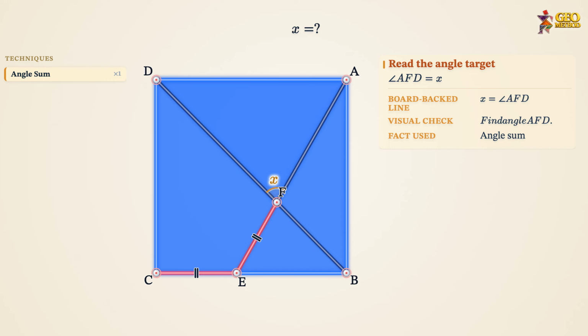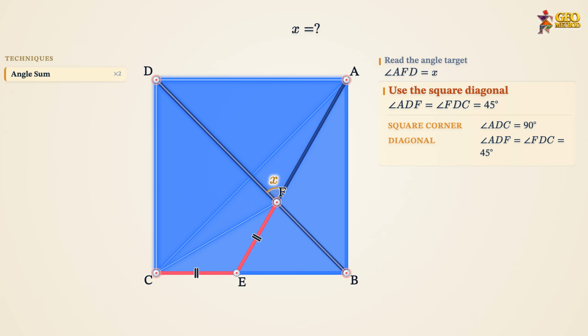In square ABCD, diagonal BD meets segment AE at F. Point E lies on segment BC, segment FE equals segment EC, and we seek angle AFD. Diagonal DB bisects the 90-degree corner ADC, so angle ADF and angle FDC are each 45 degrees.